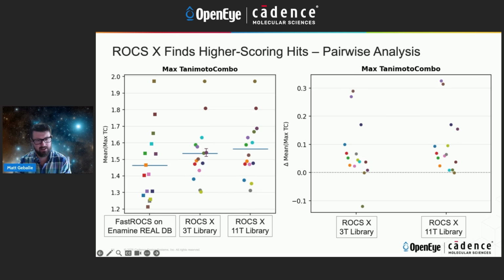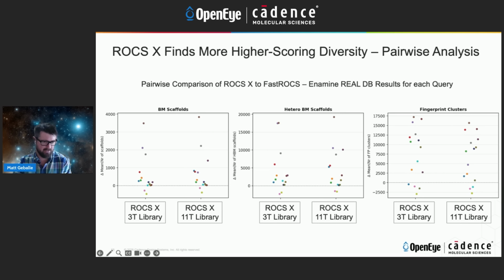And so this just recapitulates what is clear from the graph on the left, that searching larger libraries is giving you more and higher and higher scoring molecules. And we take this pairwise analysis, and if we also apply it to the second learning from the AZ work, that searching larger libraries gives you more diverse hit lists, we can see that replicated here as well.